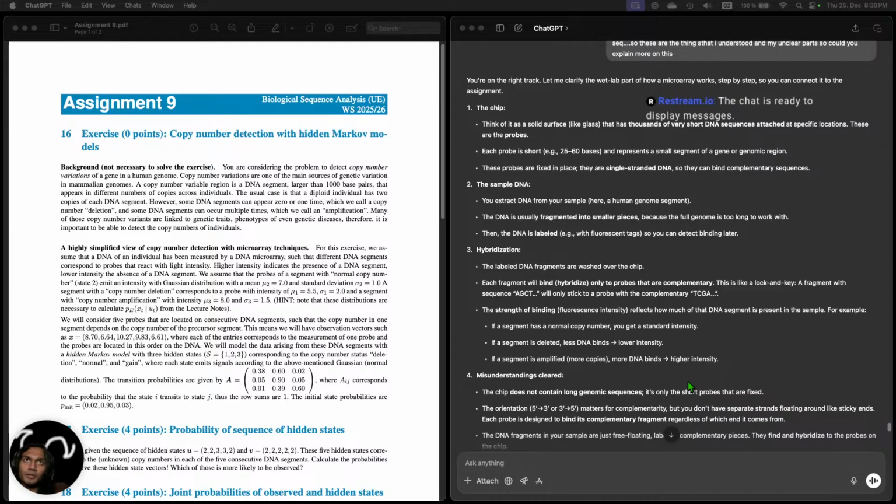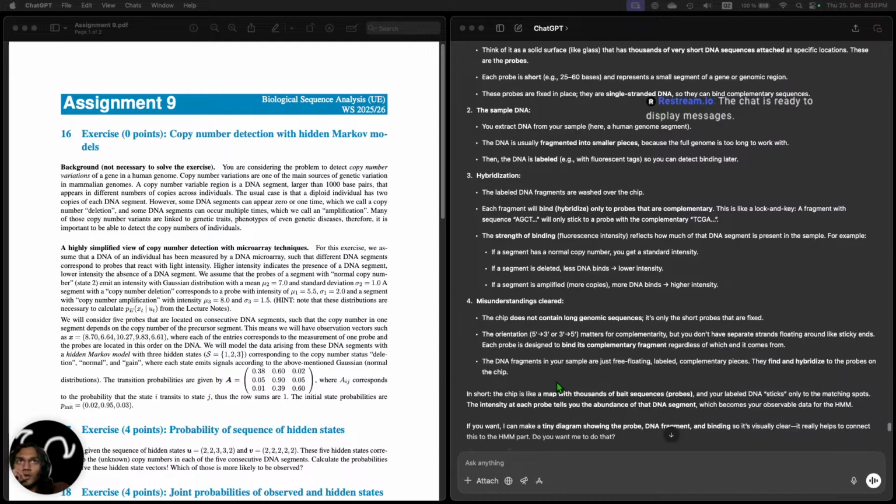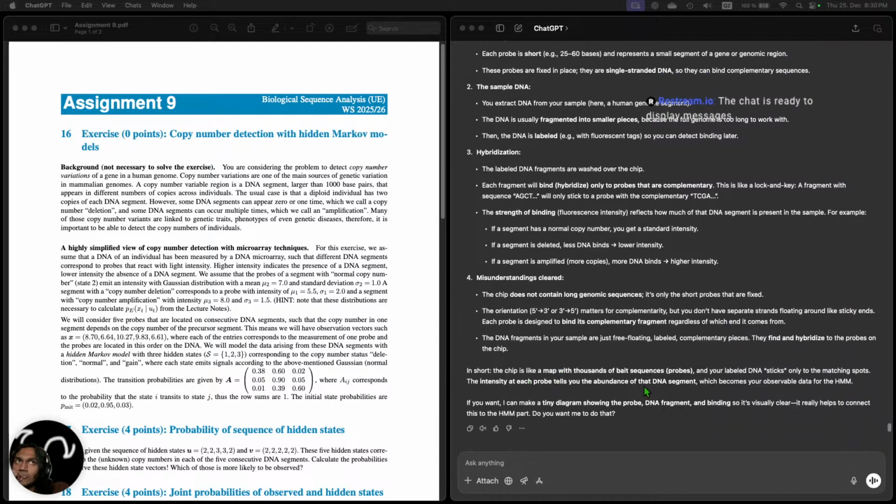Misunderstandings cleared. The chip does not contain long genomic sequences, it only has short probes that are fixed. The orientation matters for complementarity, but they don't have separate strands floating around like sticky ends. Each probe is designed to bind to its complementary fragment. The chip is like a map with thousands of bait sequences, and labeled DNA sticks only to the matching spots. The intensity at the probe tells you the abundance of DNA.